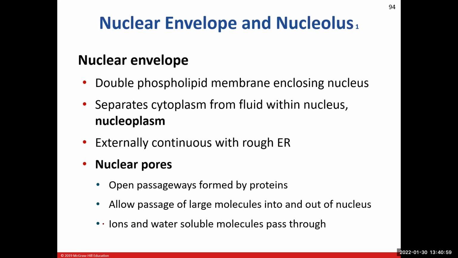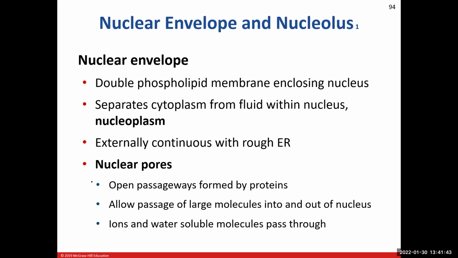Similar to our cell, where the plasma membrane went around and separated the internal contents from the contents outside of the cell, we have a nuclear envelope, and it's also a phospholipid membrane that surrounds the nucleus. It separates the nucleus from the cytoplasm. On the inside of the nuclear envelope, we also have a fluid, and we call that nucleoplasm. But the nuclear envelope has these holes in it. We call those nuclear pores. These are little openings formed by proteins, and they allow things to move in and out of the nucleus.